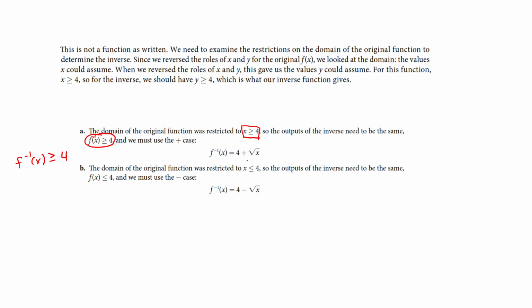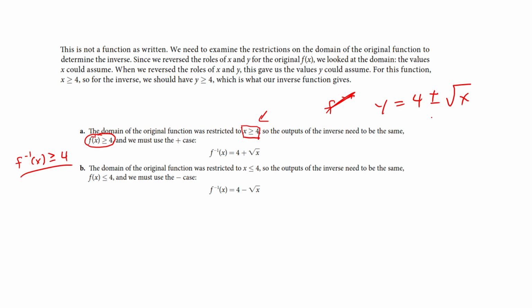So now look at the possibilities. We had two possibilities. F inverse of x, well, let me do it like this. Y is 4 plus or minus the square root of x. That's what we found. Well, if we cut it like this, where x's in the original one were greater than or equal to 4, I need my y's in this new inverse to be greater than or equal to 4. Well, look at this. I've got 4 plus or minus the square root of x.